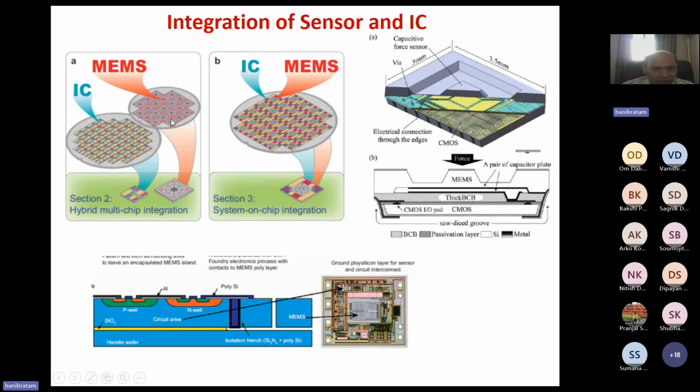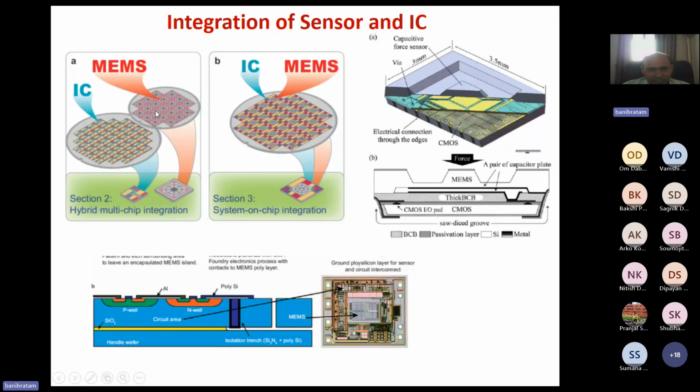Here we are having one chip for the sensor, another chip for the IC, and then we are hybridizing both chips together. That can be one configuration. The other configuration can be during manufacturing itself, in one wafer, whereas here we are manufacturing them separately.